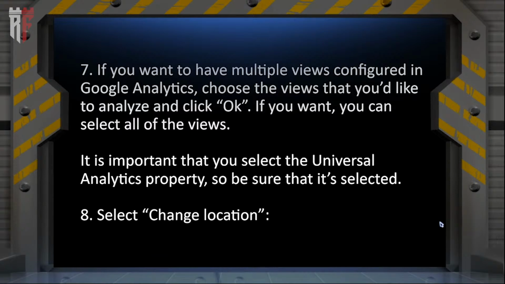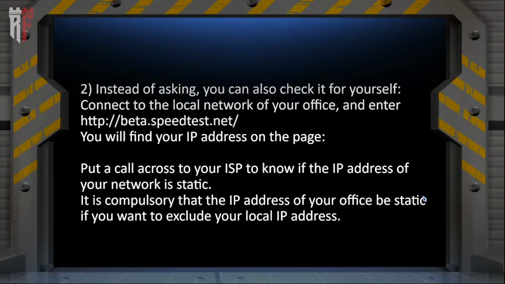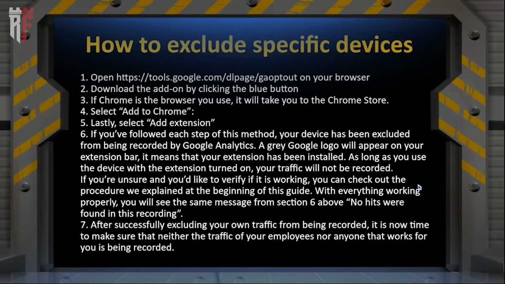All right, next step, we want to make sure we have multiple views configured in Google Analytics. All right, choose Analyze, OK. It is important that you select the Universal Analytics property, right? You want to change the location and find out what is the visible IP address. So you've got to find out what's your internet service provider and the IP address. Once you have that information, you can get that by going through a speed test, and that's one of the steps in which we can find it. But once you find it, you can then enter that information into your Google Analytics report and exclude it.